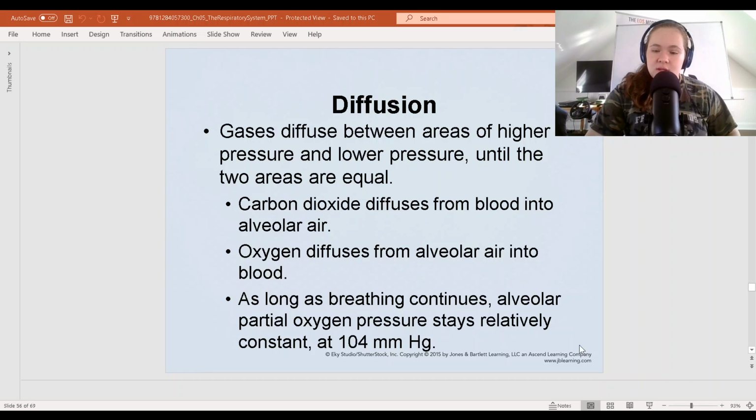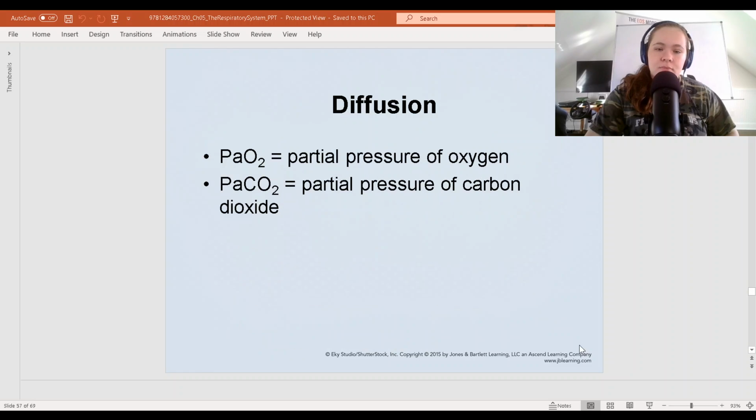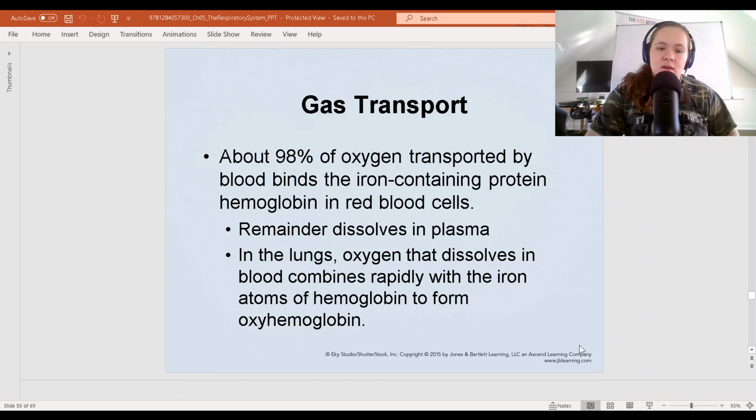As long as breathing continues, alveolar partial oxygen pressure stays relatively constant at 104 millimeters Hg. PaO2 is partial pressure of oxygen. PaCO2 is partial pressure of carbon dioxide. In gas transport, about 98% of oxygen transported by blood binds the iron-containing protein hemoglobin in red blood cells. The remainder dissolves in plasma, and in the lungs, oxygen that dissolves in blood combines rapidly with the iron atoms of hemoglobin to form oxyhemoglobin.